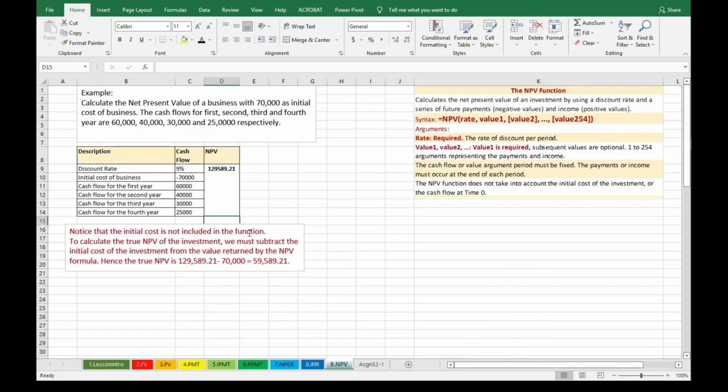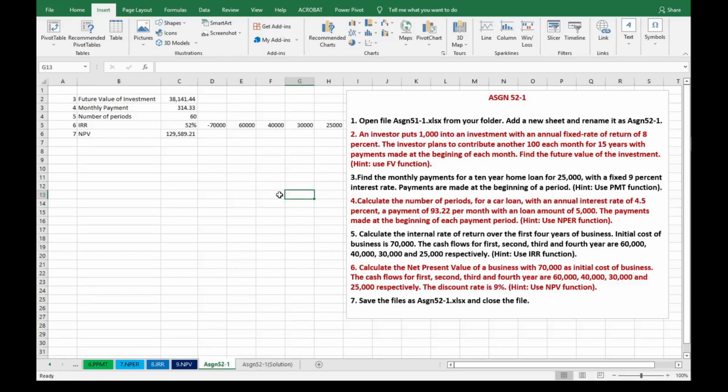Now we need to remember that the initial cost is not included in the function. To calculate the true NPV of the investment, we must subtract the initial cost of investment from the value returned by the NPV formula. Hence the true NPV value is 129,589.21 as the NPV function has returned, minus the 70,000 that we had invested as the initial cost of business. So the true value of NPV is 59,589.21. Now let's see assignment 52-1.